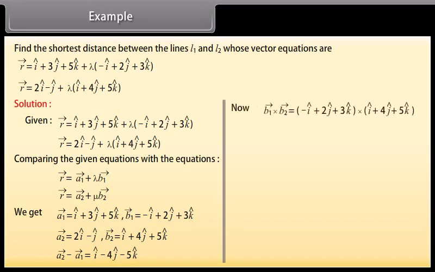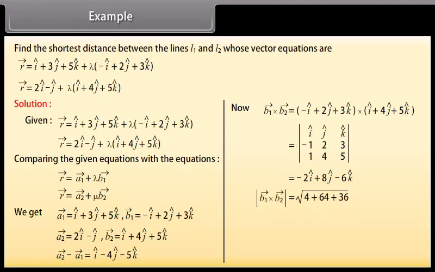Now, the cross product of vector b1 and vector b2, that is, minus i cap plus 2 j cap plus 3 k cap cross i cap plus 4 j cap plus 5 k cap, equals the determinant, row-wise, first row i cap, j cap, k cap, second row minus 1, 2, 3, third row 1, 4, 5, equals minus 2 i cap plus 8 j cap minus 6 k cap.